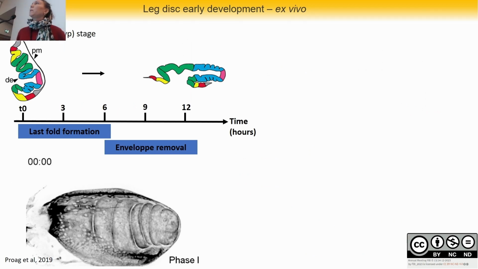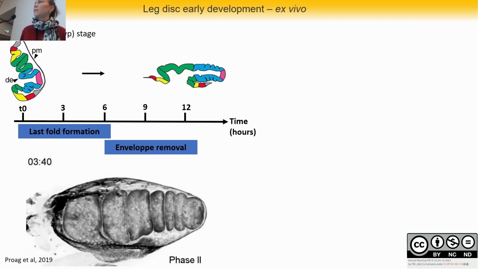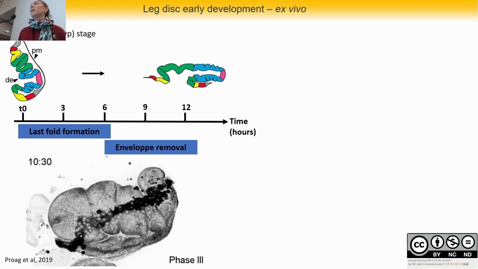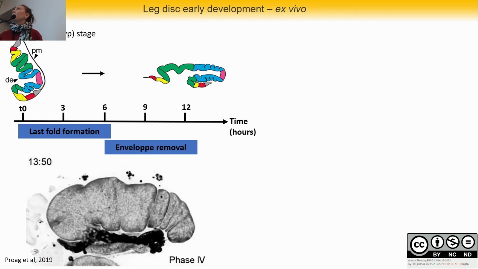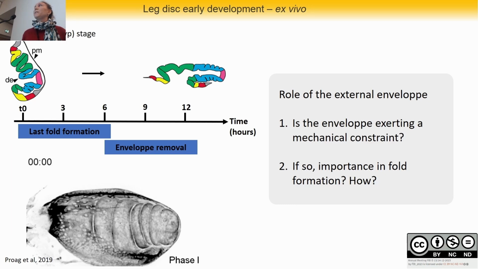If you look at the timing of the process, during the first 6 hours of ex vivo culture you have the last fold formation, as you can see here, it's this fold, and then you have the removal of an envelope which is wrapping the leg. The question of my project is to ask the role of this envelope. First, is it exerting a mechanical constraint? And if so, how is it important in the fold formation?